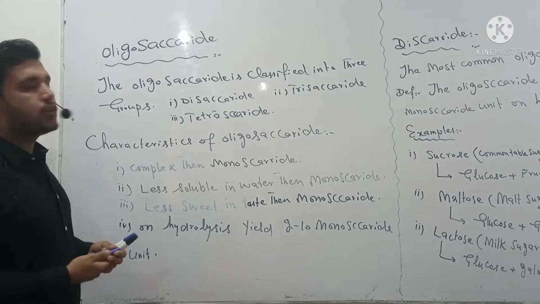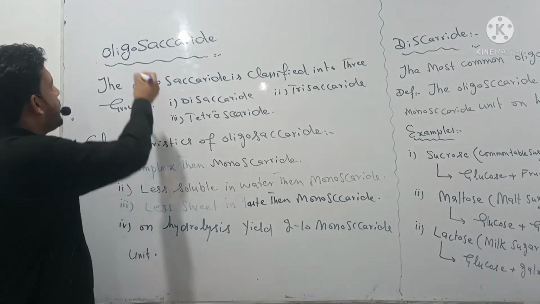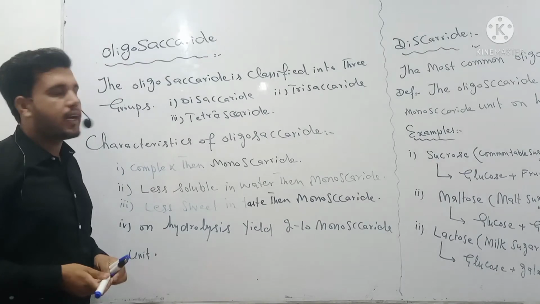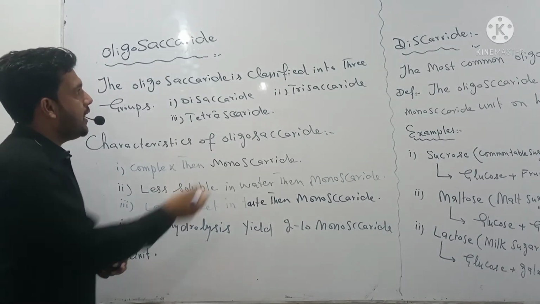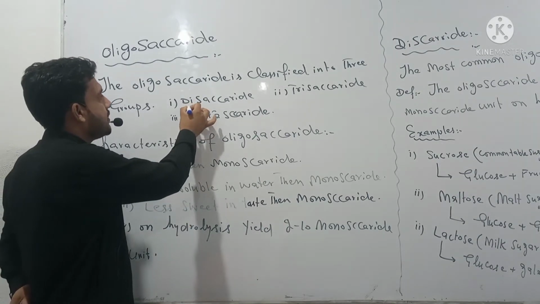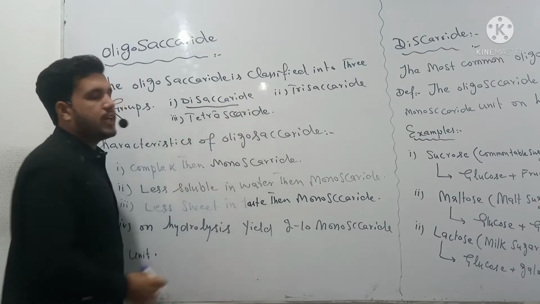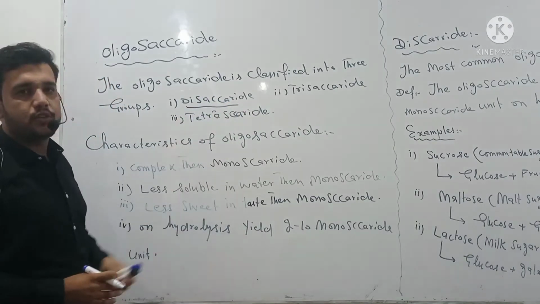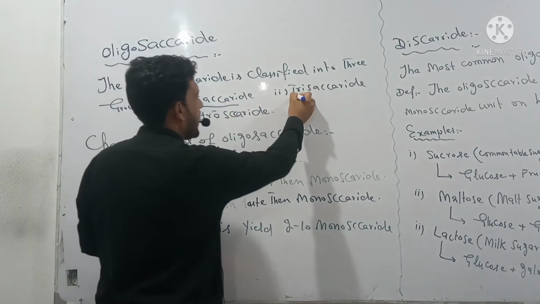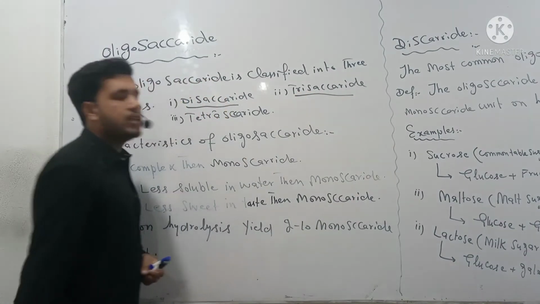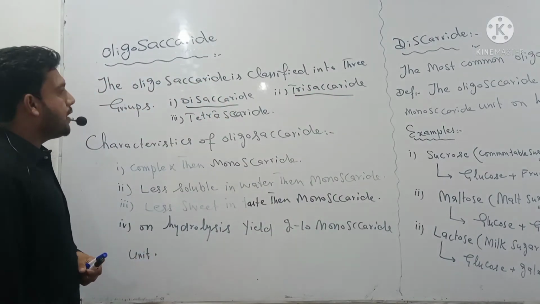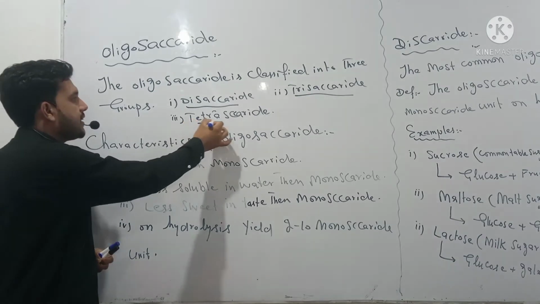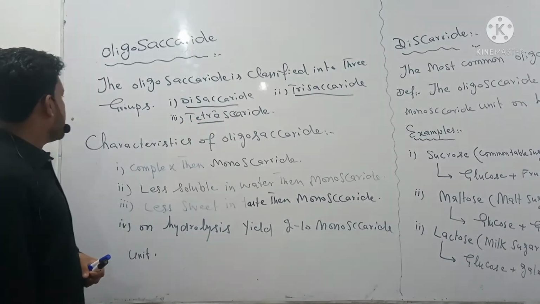Today we'll discuss oligosaccharides, a type of carbohydrate. The oligosaccharides are classified into three classes. The disaccharide, which on hydrolysis gives two monosaccharide units; the trisaccharide, which on hydrolysis gives three monosaccharide units; and the tetrasaccharide, which gives four monosaccharide units.